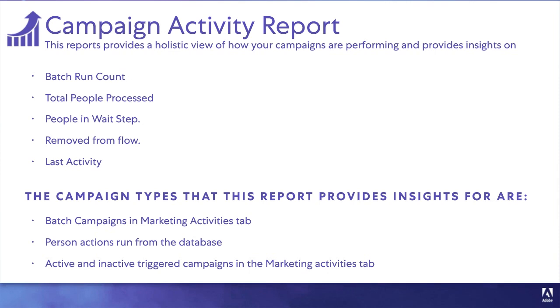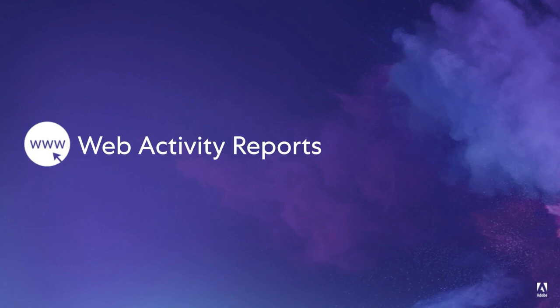Say you have a recurring batch campaign that assigned DK or negative score to people based on certain criteria, and you wanted to track the number of people who were assigned a DK or negative score. In this case, you could use the Campaign Activity Report, and this report would give you the batch run count, which is the number of times the campaign was run, and it would give you the number of total people who have been through the campaign's flow. Similarly, there are a lot of insights that one can gain with a Campaign Activity Report, depending upon their individual use cases. Now, let's take a look at a few Web Activity Reports.